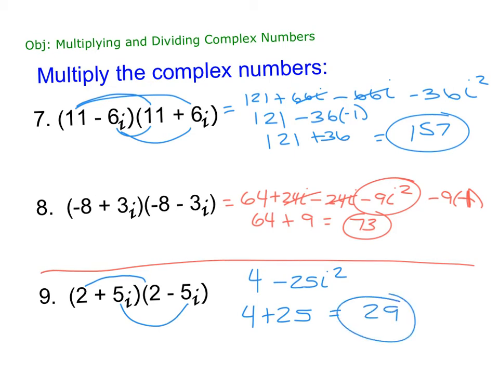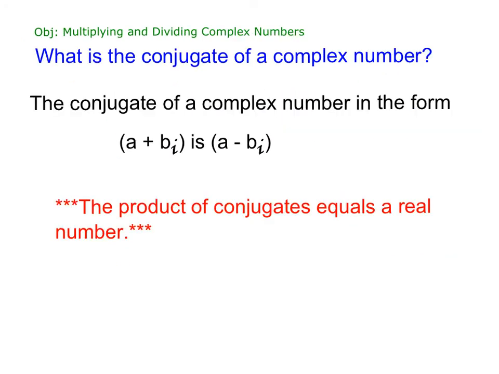Now, that relationship between the binomials has a name. Those are called conjugates. It kind of reminds me of Spanish class when I was in school. So the conjugate of a complex number is the same exact binomial, but the sign is different. So A is the same, B is the same, but they're opposite signs. The product of conjugates equals a real number. So when we go through and multiply out, all the i's go away. Now that's important. That's going to be very, very useful for us.